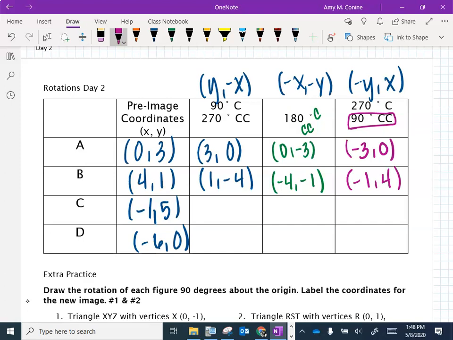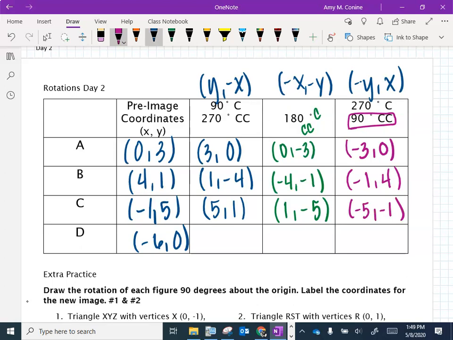So for point C, we've got (-1, 5). Again, we're switching our points. So this is 5, and then opposite X would be a +1. A 180-degree rotation would be opposite for both, so 1 is now positive and 5 is now negative. And then our 90-degree counterclockwise, 270 clockwise, is opposite Y, and then X is the same.